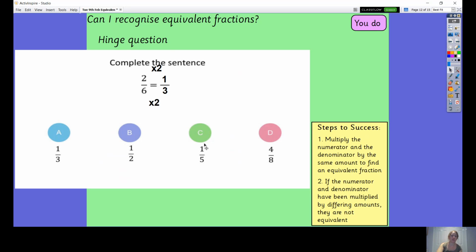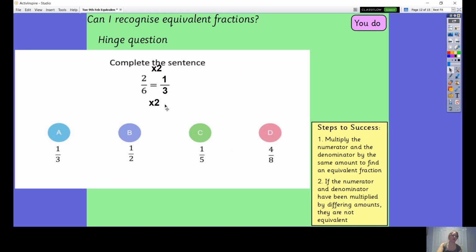Okay, now if we were to put 1/5 up there, then 1 times 2 would be 2 again, but 5 times 2 would be 10. So that wouldn't work, would it? And the same if we put a half up there, 1 times 2 would be 2, so that's okay. But 2 times 2 would be 4, so that wouldn't work either. And if we put this one up here, 4/8, to get from 4 to 2, we would do 2 times 2 was 4, and then 6 times 2 is 12, not 8. So it can't be that one either.